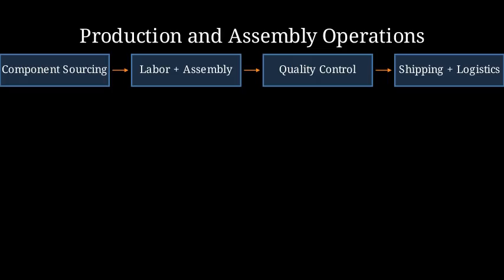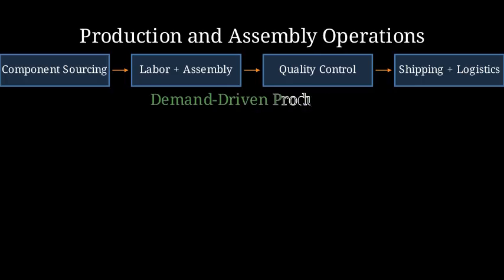Then, quality control makes sure the product works as intended. If it fails, it must be reworked or rejected. Finally, the finished products are shipped to customers or warehouses. In short, this is a multi-stage, end-to-end production process.